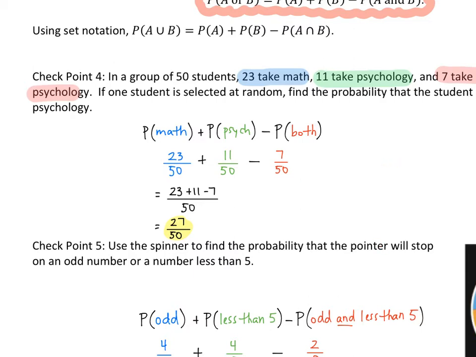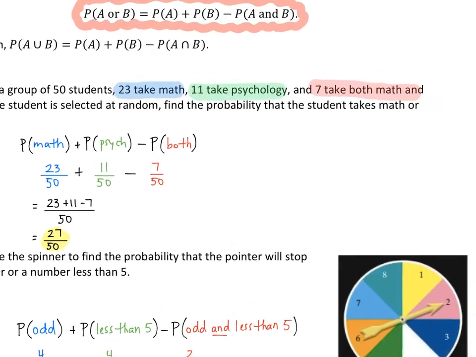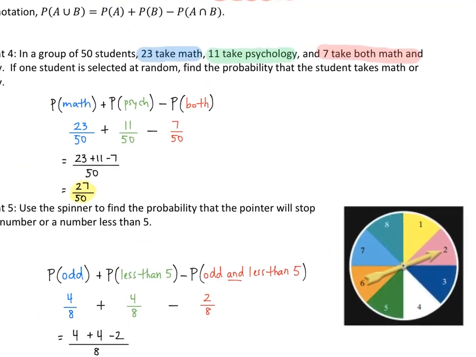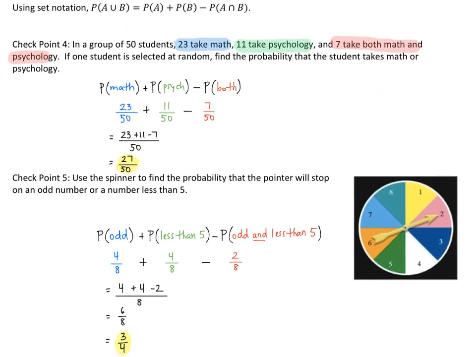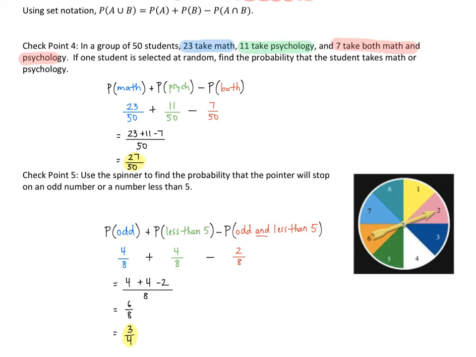So if we take a look at this spinner over to the right, and I'll show my work along with it, the probability of being odd is 4 out of a total of 8 numbers. So we have 1, 3, 5, and 7 as my odds. The probability of being less than 5, well, the numbers that are less than 5 are 1, 2, 3, and 4, so 4 out of 8.